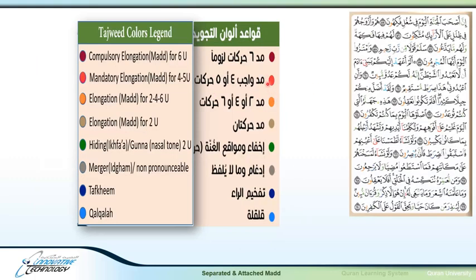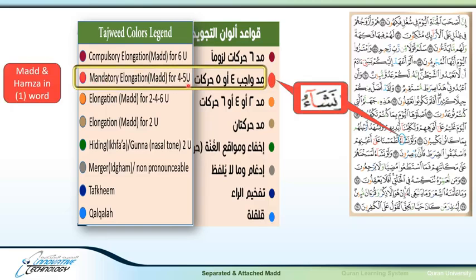Let's concentrate on this bright red color, and let's look at this page of Quran and find some examples of that color. We'll find here nasha, the alif here is harful med, the med letter, followed by a hamza within one single word. And the rule here is mandatory elongation for 4 to 5 units. And the reason for this rule is that the med and the hamza came in one word, and that's why we call it the attachment. They are attached to each other within one word.